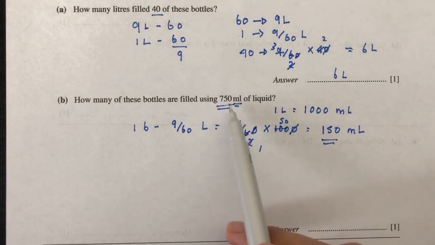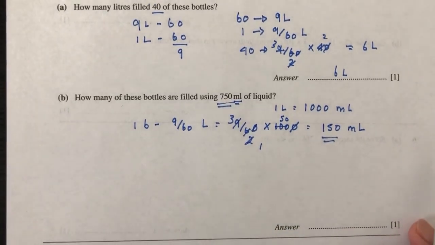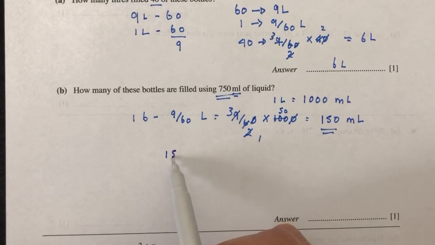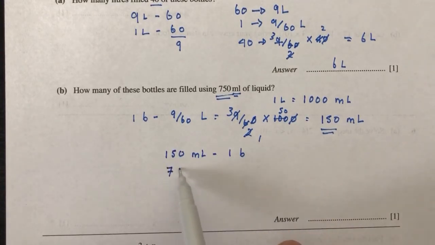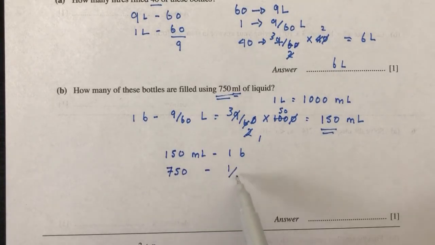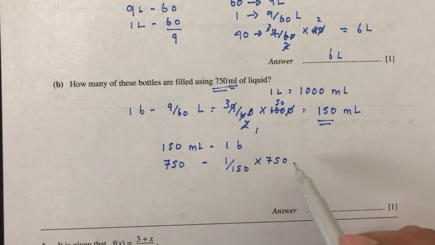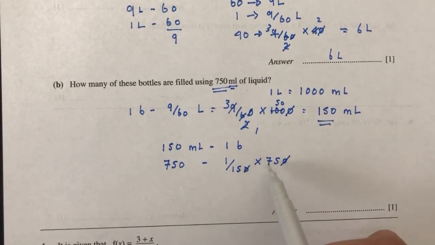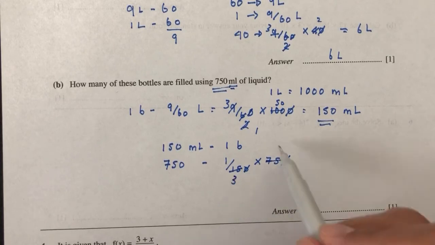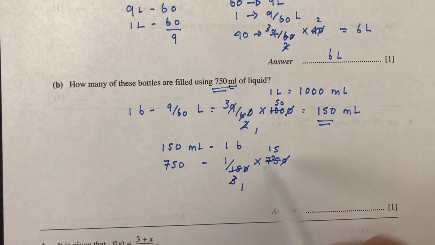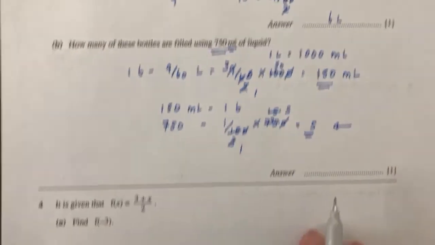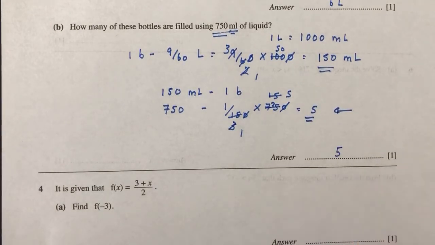How many bottles will we have with 750? So let's find out. We know 150 will fill one bottle. So 750 will fill 1 divided by 150 times 750. Simplify. Divide by 150, we have 5 bottles. So 750 will fill 5 bottles. That is your answer for part B.